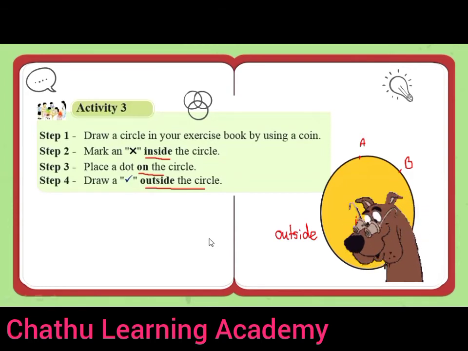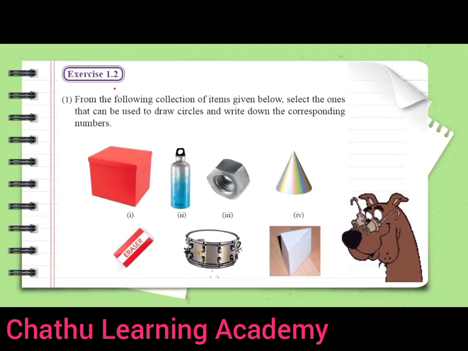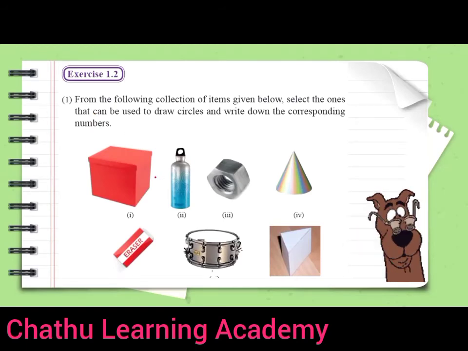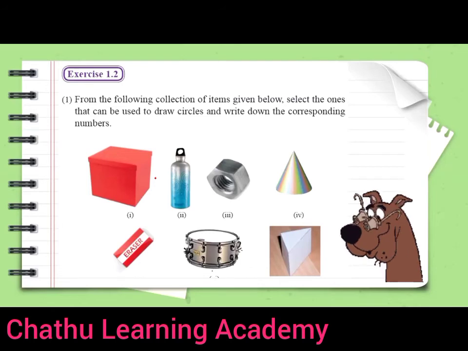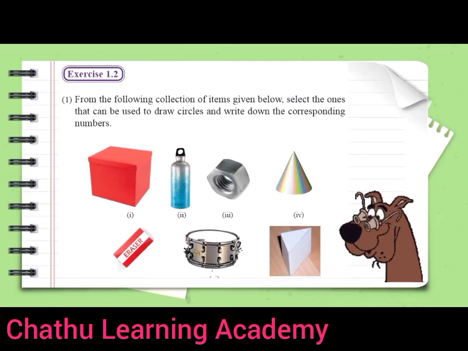Okay, now we will move to the exercises. Exercise 1.2. Here you have to select objects that can be used to draw circles. Which objects can we use to draw circles? This one? No, it's wrong. Here by using a bottle we can draw a circle because this part is circular in shape. So we can draw a circle by using this bottle.